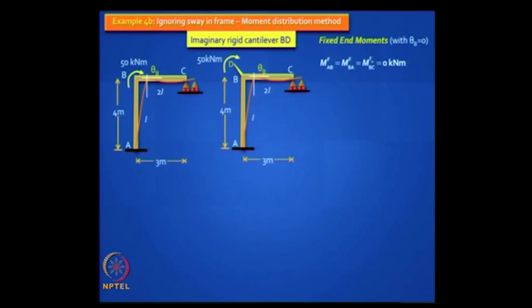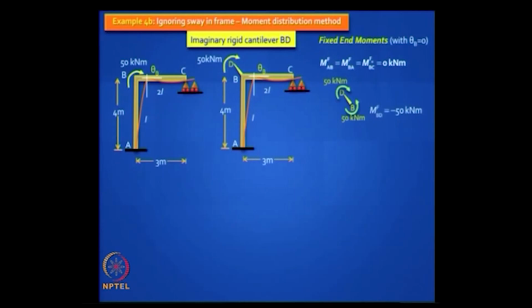You imagine that the 50 kilonewton meter was transmitted to the joint B by means of some rigid link. I have shown a cantilever there. That yellow bit sticking out is an imaginary rigid link. If you put a moment at the end there, that will reach the joint B, right? But now I have got a member with a fixed end moment. So it is a clever trick that I am doing, which is very useful.